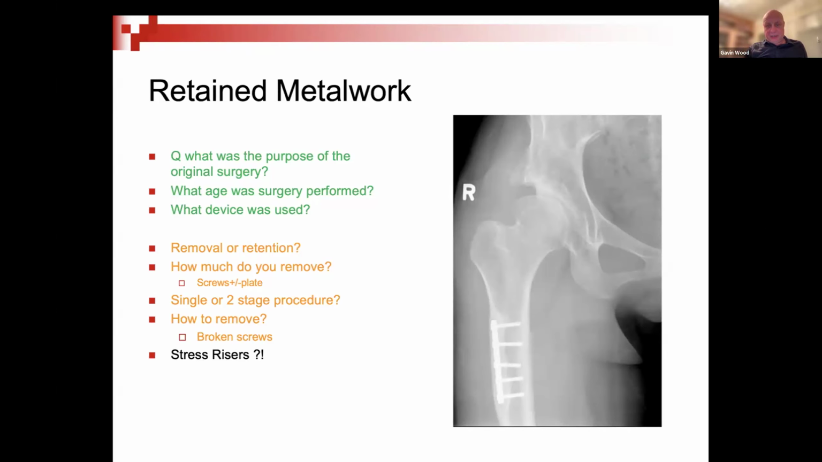And should this be done at the same time as the hip replacement, or should it be done as a two-stage where the metalwork's removed, you allow the patient to heal, and then you come back for a second operation? You have to consider stress risers, so weakness in the bone, which may then propagate into fracture at any point.